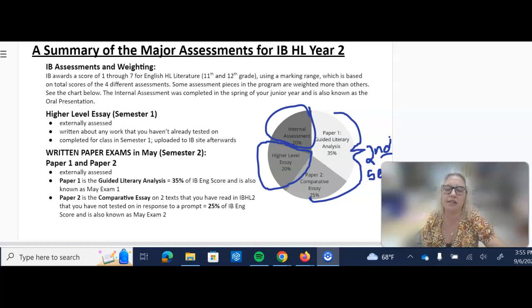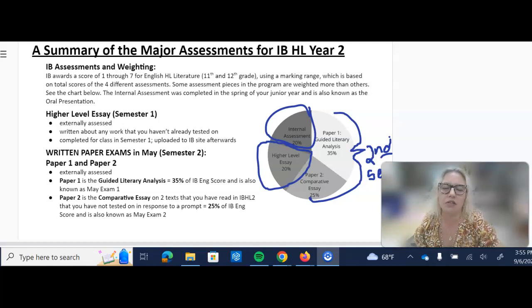It's externally assessed. So that means that an IB assessor in some other place will read and grade all of these essays. And you get to write about any work that you haven't already tested on, either in 11th grade or 12th grade. We're going to write 2 possible higher level papers with the 2 units we do after Unit 0. And so you'll have 2 possibilities already written that you might want to use. But we will complete that in semester 1 and upload to the IB site at the end of the semester.